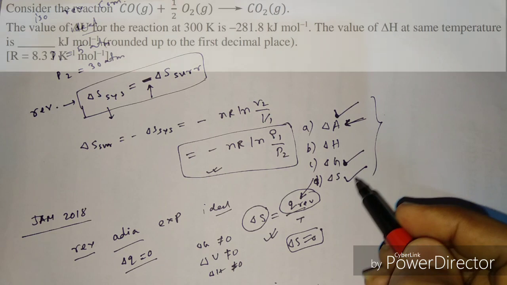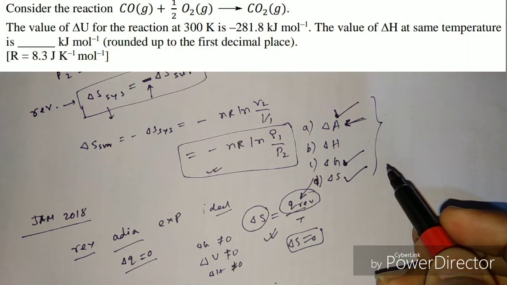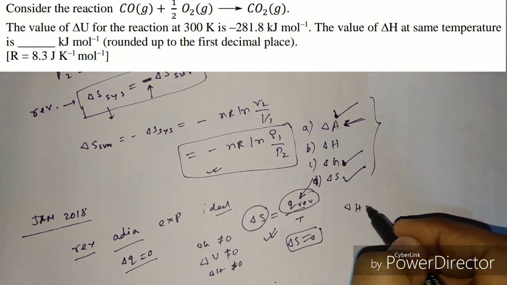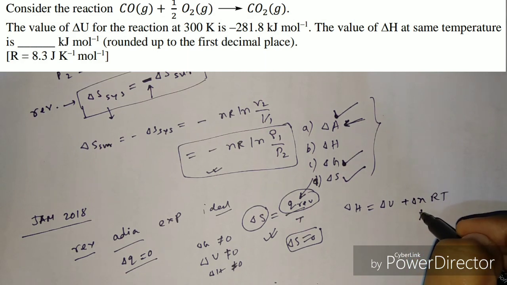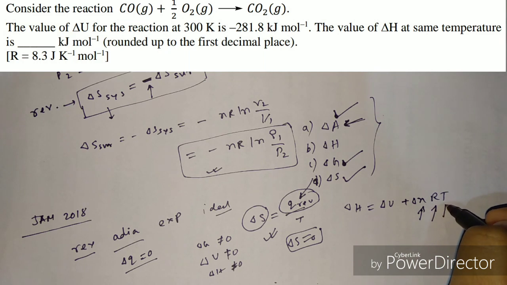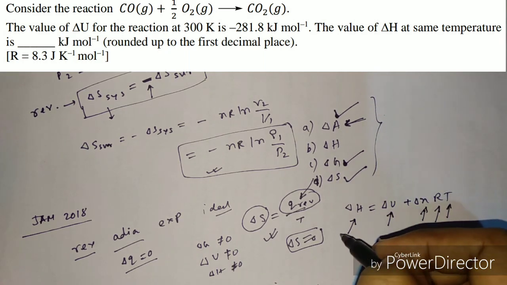Now coming to the next question. There is a reaction and the value of delta U for the reaction is given, and you have to calculate the value of delta E. So you know the relation delta H equals delta U plus delta n RT. You can calculate delta n as the moles of products minus the moles of reactants. Temperature is given, delta U is given, you need to calculate delta H.